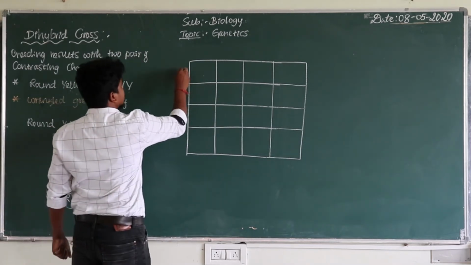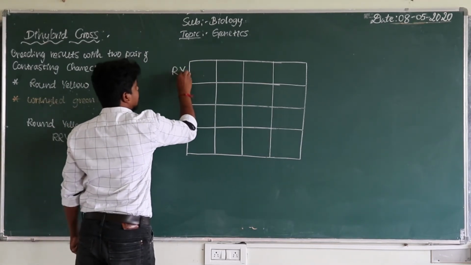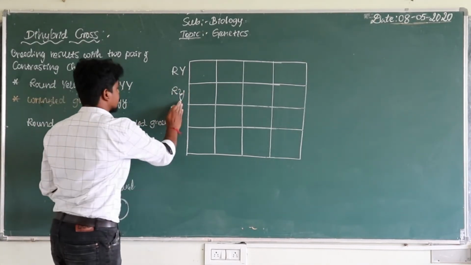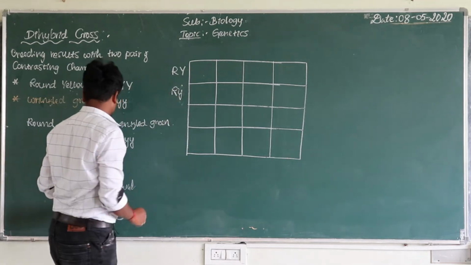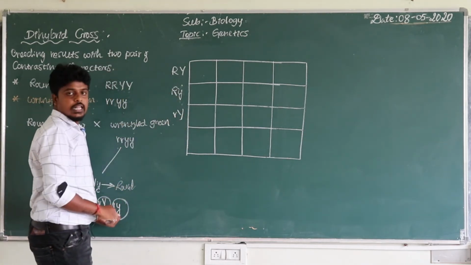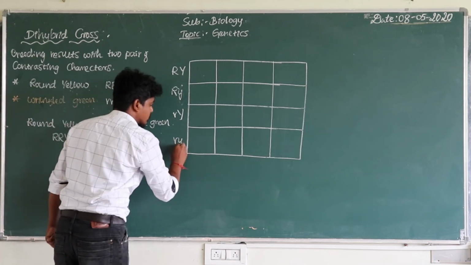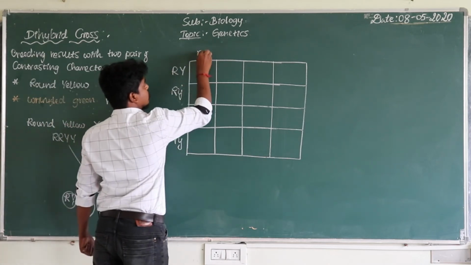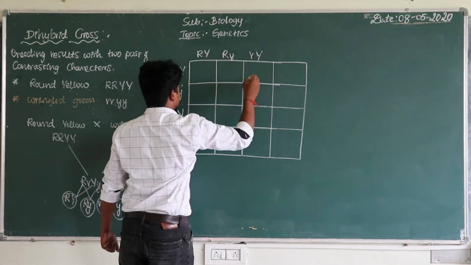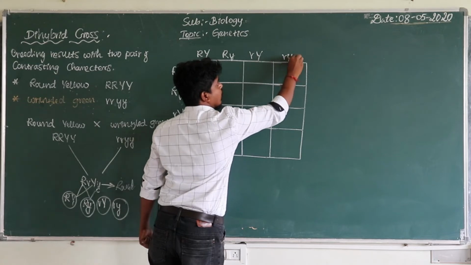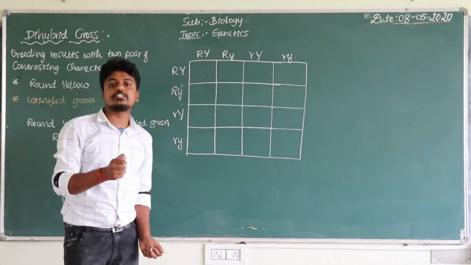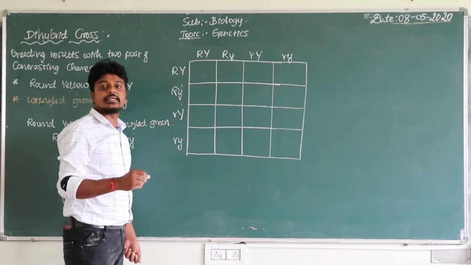Have a look here. The first set: capital R and capital Y. Second one: capital R and small y. The third set: small r and capital Y. Last set: small r and small y. The same way you have to write here also: capital R capital Y, capital R small y, small r capital Y, and small r small y. So we have to multiply with these characteristics, and we will get the F2 generation, that is the dihybrid cross.